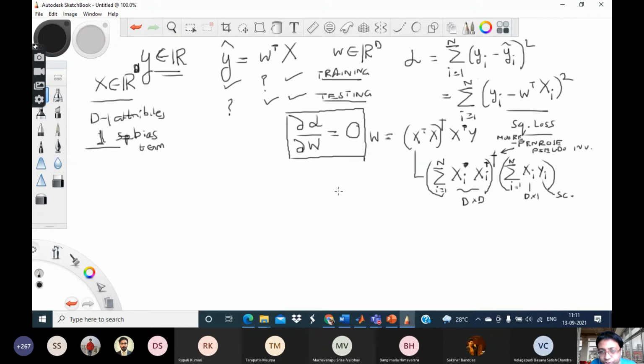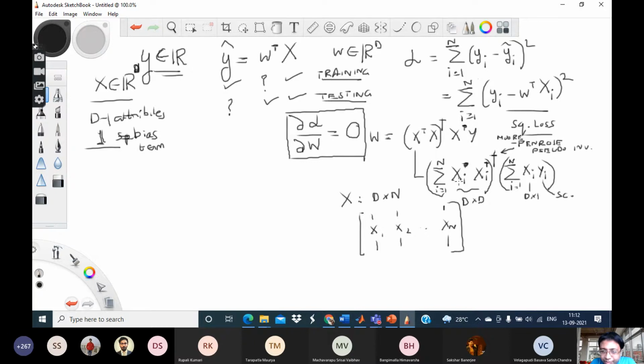Alternatively, you can write the whole thing in a different way. You can construct X as the d cross n matrix, where every column is one of the feature vectors, and there are n columns like this. So the first column is the first feature vector, the second column is the second feature vector, etc., and the nth column is the nth feature vector. This way you can write it.